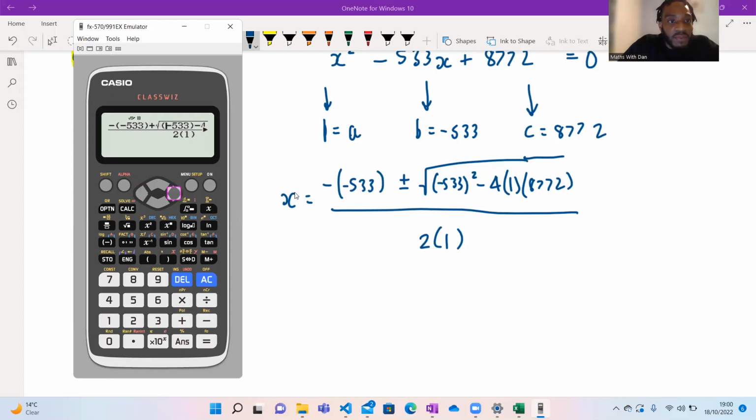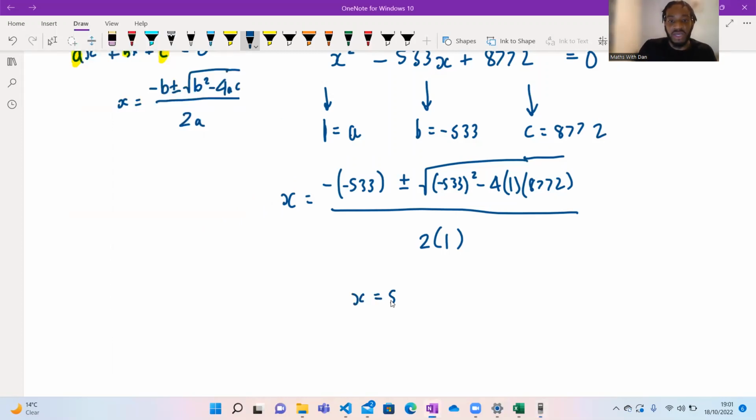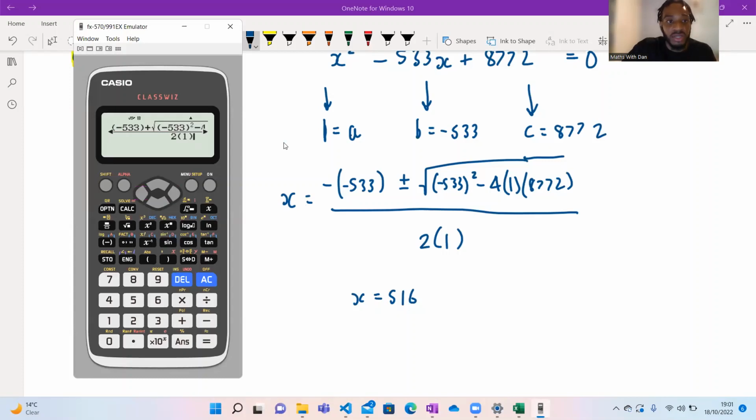Minus 5, blah, blah, blah, plus, oh, okay, I forgot the squared. That should be a squared here. That's why it's good to always double check. So making sure that's all good. Okay, now I'm going to press equals. I get x is equal to 516. And then the next term would be when I put a minus, isn't it?